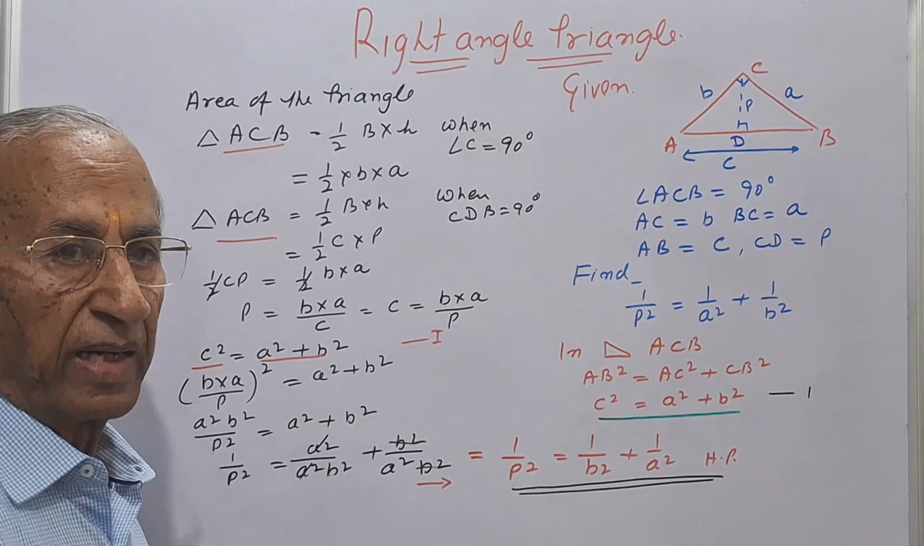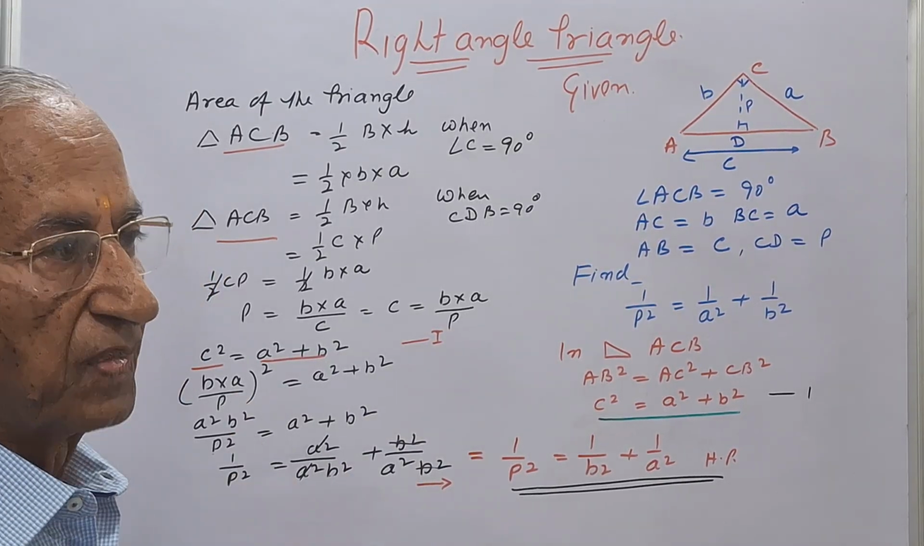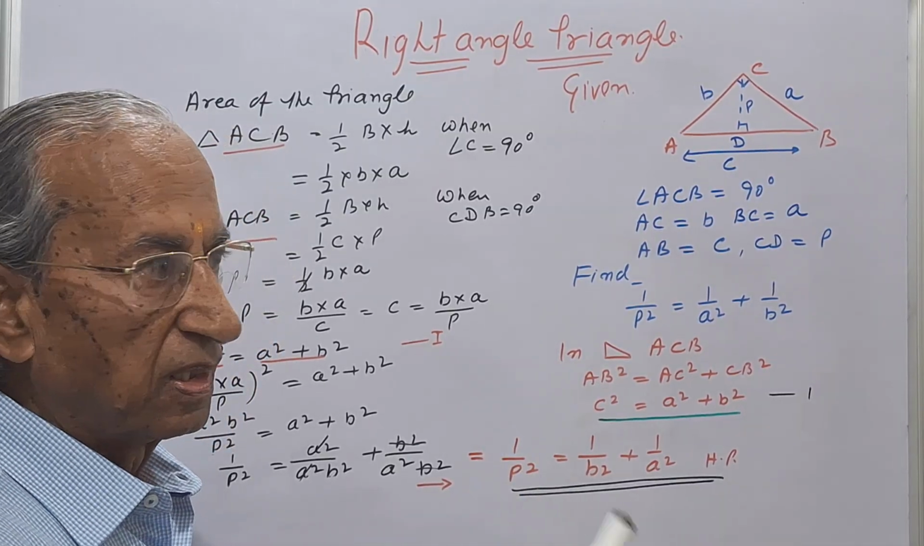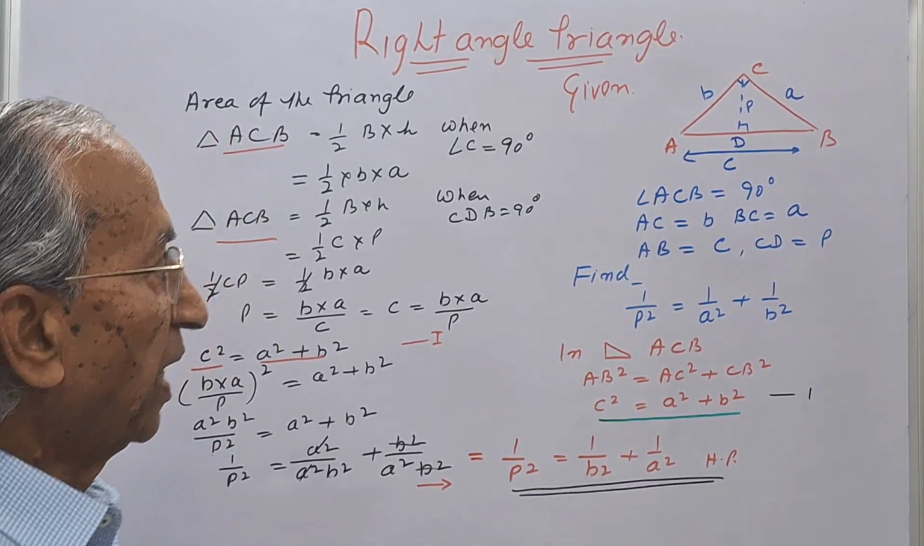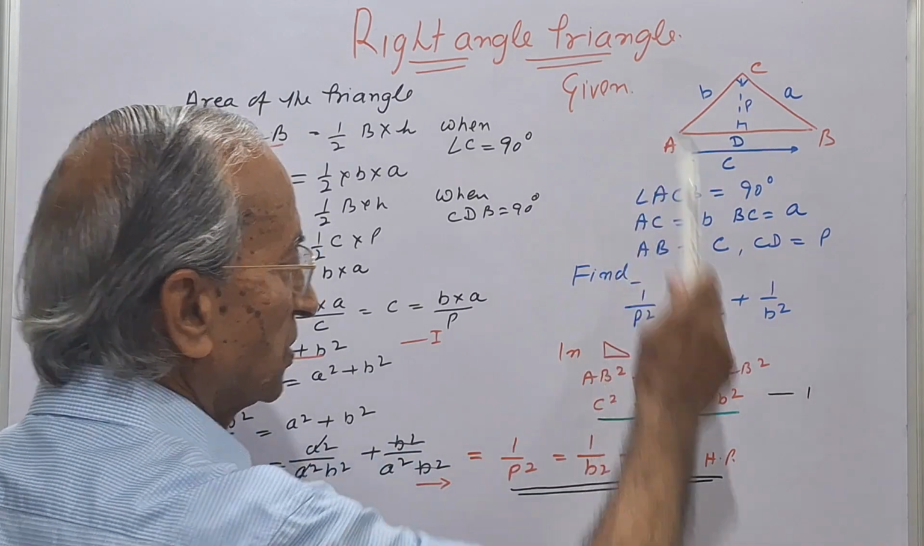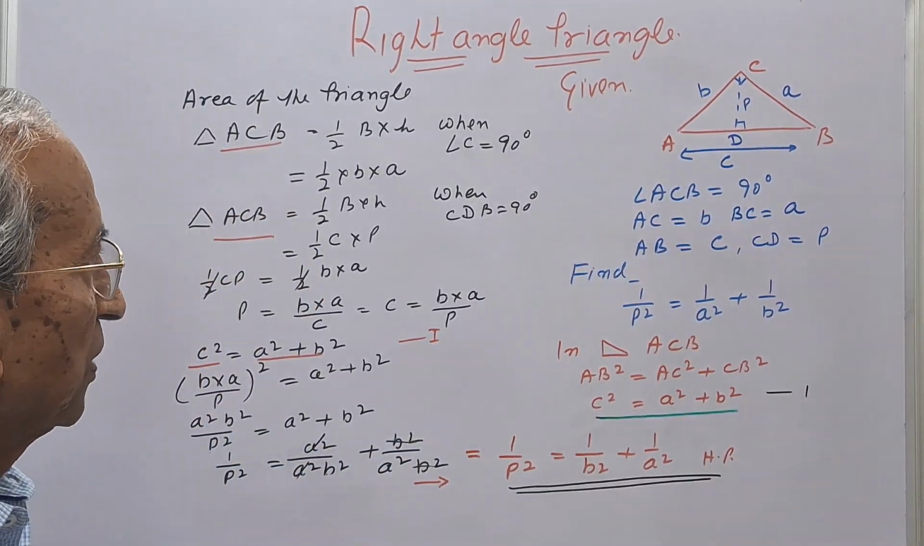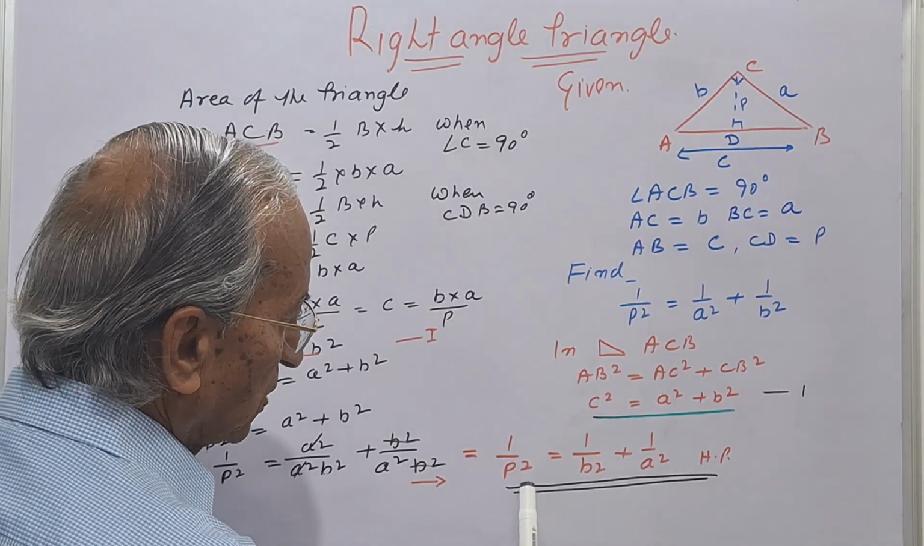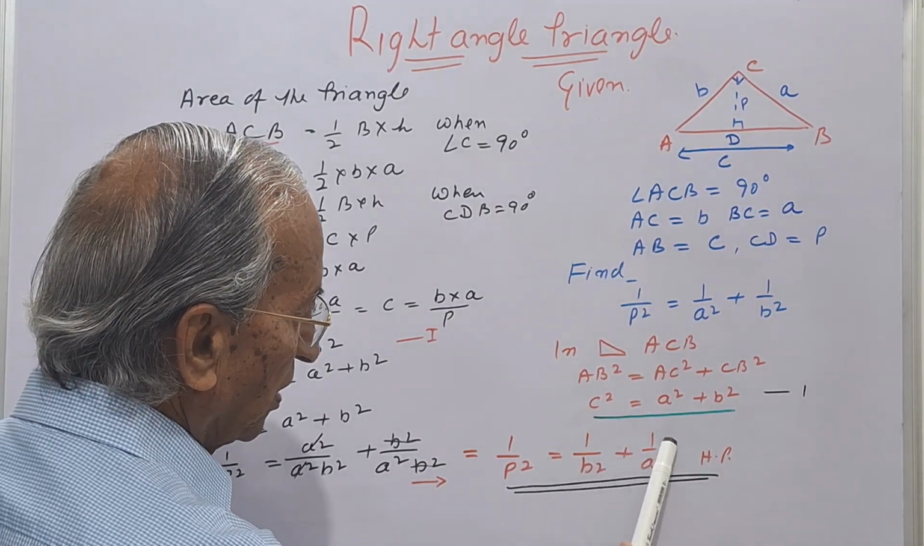So my point is that math is a tricky game, and before solving any problem, first go through the fundamental properties and then try to solve the problems. So it is clear to you how to find out the value of 1 upon P square is equal to 1 upon B square plus 1 upon A square.